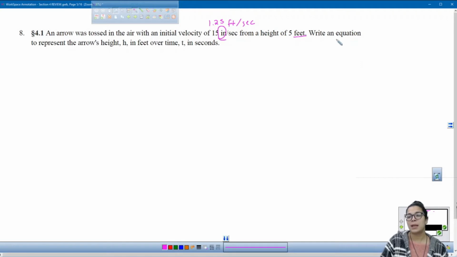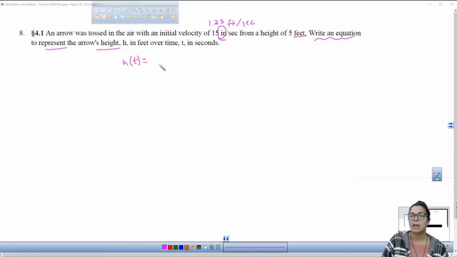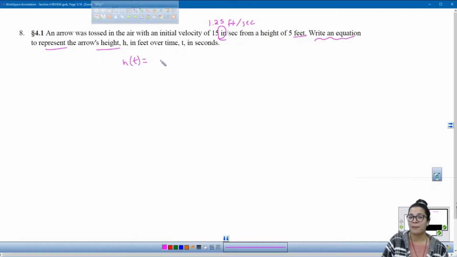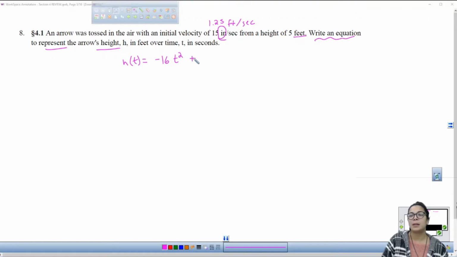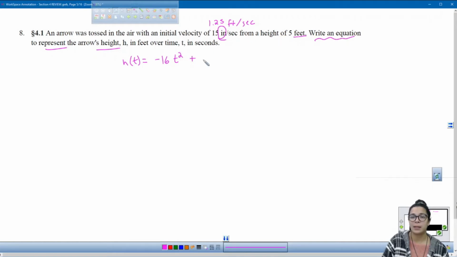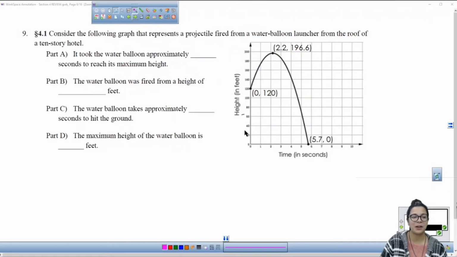Now, the question says to just write an equation representing the arrow's height. So we're using that same h of t equals gravity. Here we're using feet, so we're going to use negative 16, plus the initial velocity, which is 1.25, plus the initial height, which is 5. And that's the equation. Okay, let's move right along.